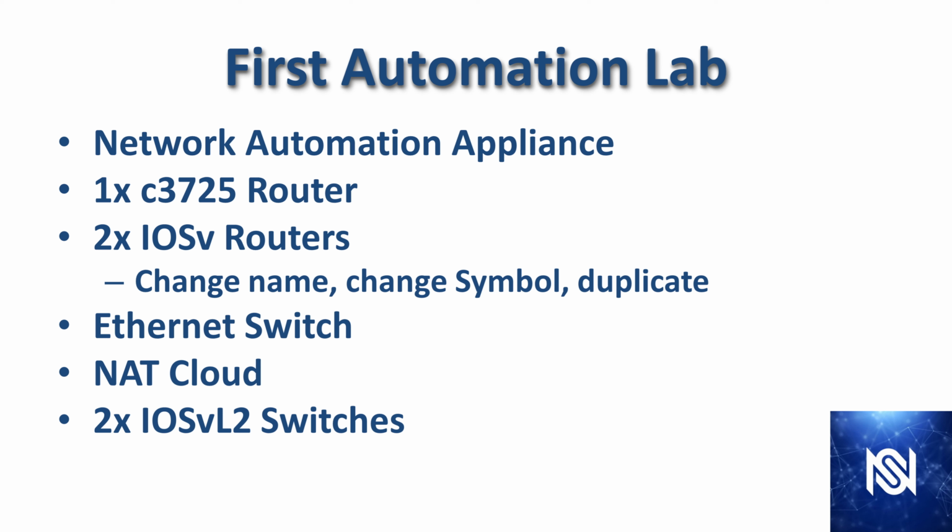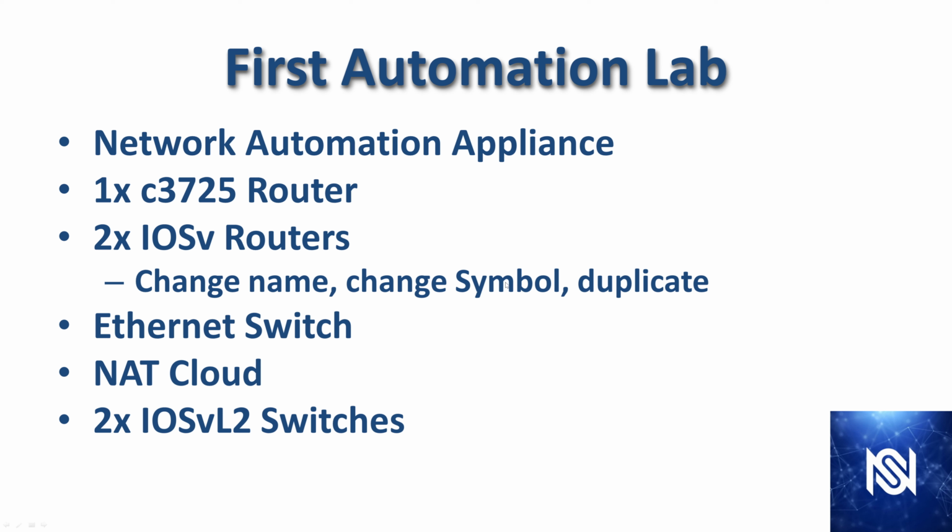All right, so the first thing that I did is I drag on the network automation appliance. I drag on one of the 3725 routers. Then I pull on two of the IOSv routers. And then you'll see me change the name, change the symbol, and duplicate the device. Changing the name is done by double-clicking on the name itself, and then it allows you to change the name to what you want it to.